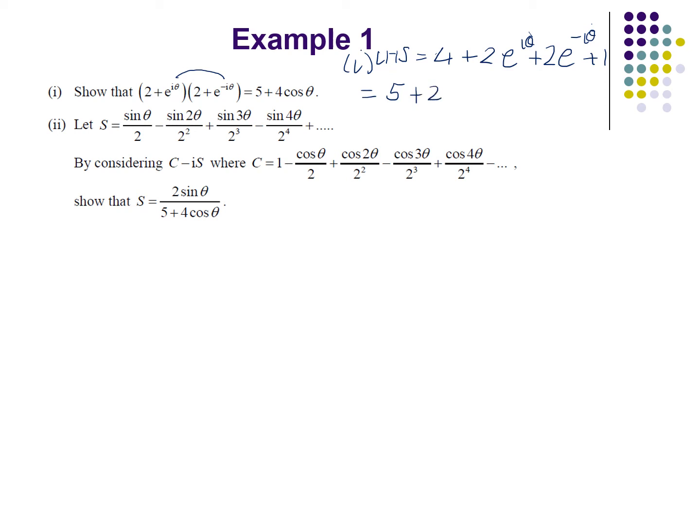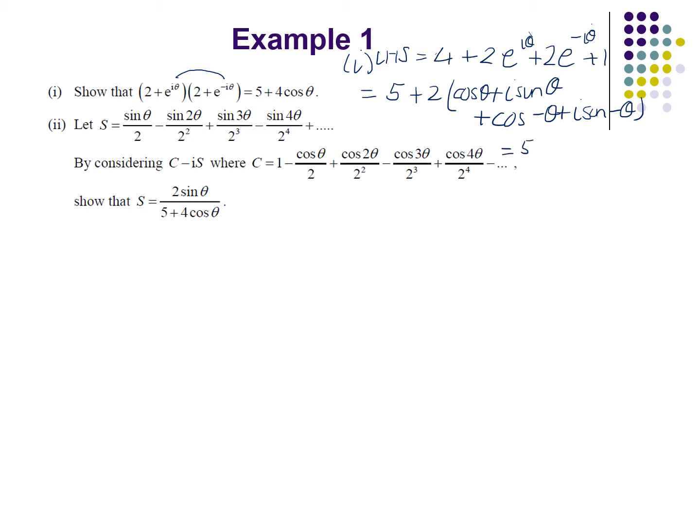Now what have I got? I've got 2 lots of e to the i theta plus e to the minus i theta. Now I can convert that to the cos plus i sine form, so I get cos theta plus i sine theta plus cos minus theta plus i sine minus theta. I'm showing nice and clearly where this is coming from because I have been given the answer.